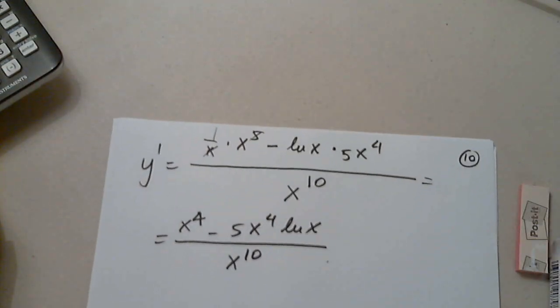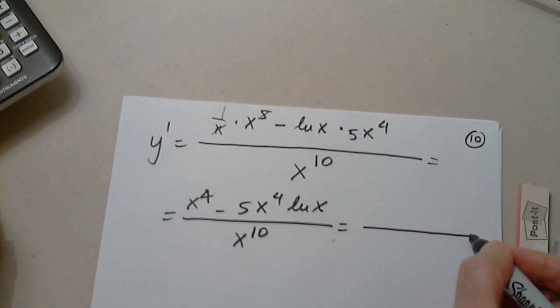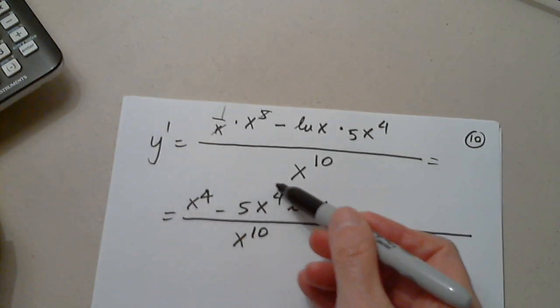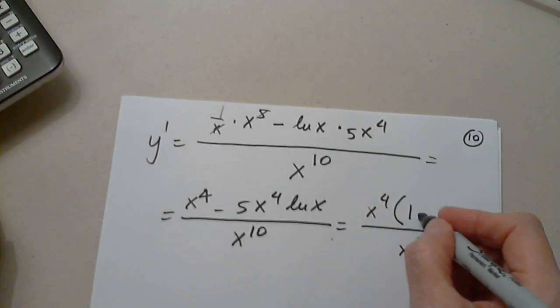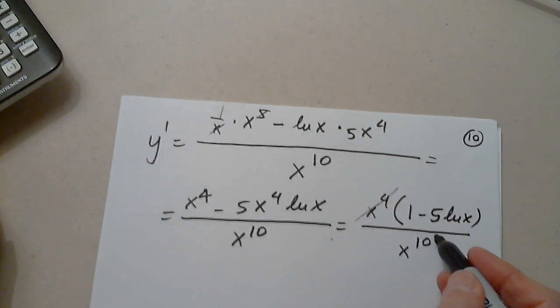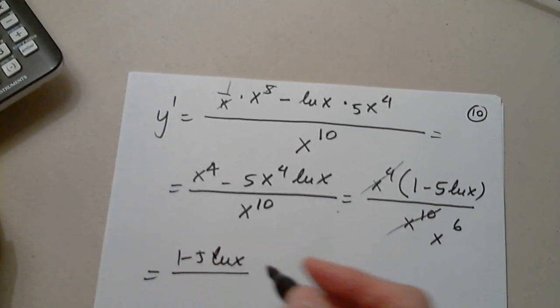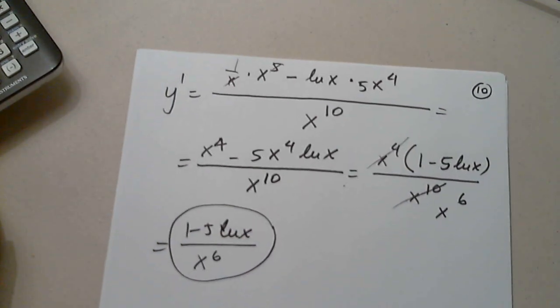And now I want to factor out the greatest common factor in the hope that I can simplify. What is the greatest common factor here? X to the 4th. Exactly. And then I have 1 minus 5 natural log x. 4 are going away, 4 are going away, and I have x to the 6th. So the final simplified form is 1 minus 5 natural log x over x to the 6th. That's it.